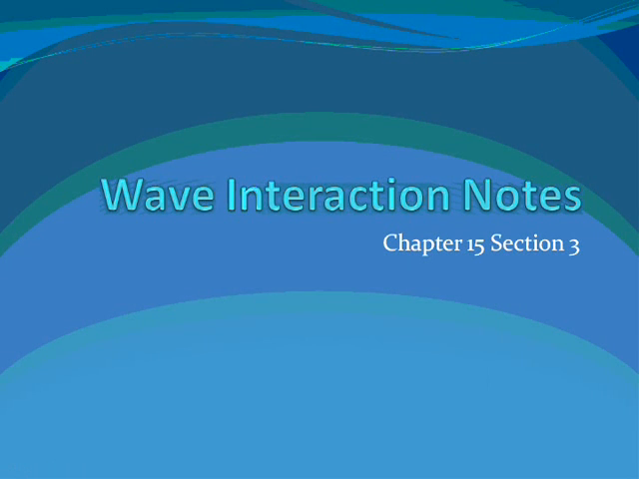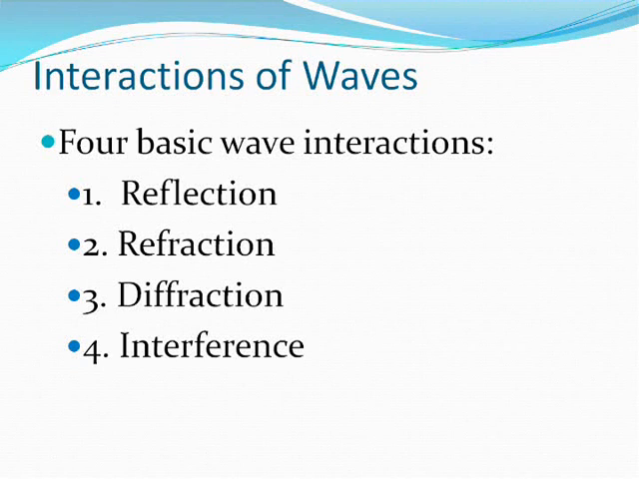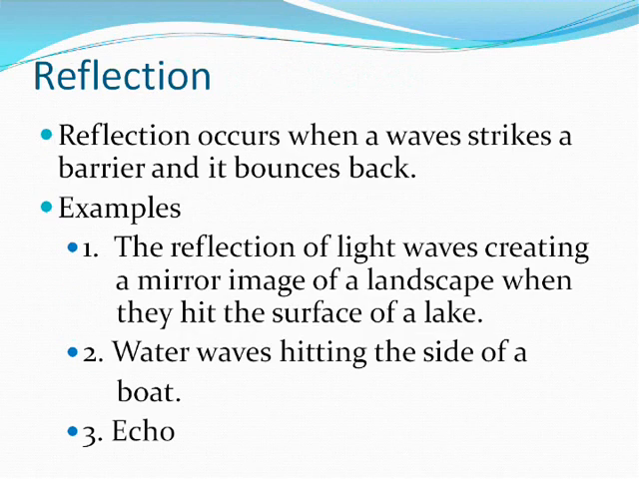Okay, now we're going to do wave interaction notes. So go ahead and find that part of your notes, and we're going to start there. And we're going to first start with the 4 basic types of wave interactions. We have reflection, refraction, diffraction, and interference. Now, these can be seen in mechanical and non-mechanical. We're going to talk about that as we go through.